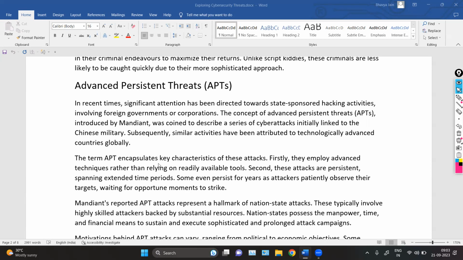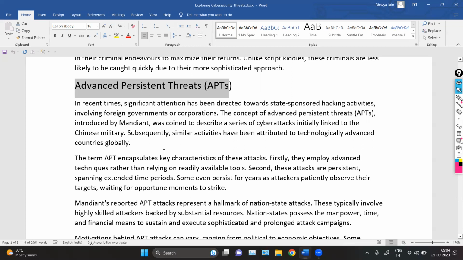The term APT encapsulates key characteristics of these attacks. Firstly, they employ advanced techniques. Rather than relying on readily available tools, this concept, APT, is the advanced concept, and it is not achieved by any tool. You have to create a malware which gives long-term access. You cannot find such a malware or technique on the internet. Basically you can find some, but that is not an effective technique. So advanced means you have to create your malware on your own. If you want long-term access, you have to find your own technique for that.